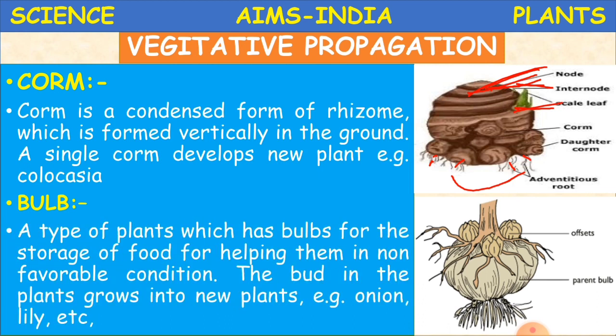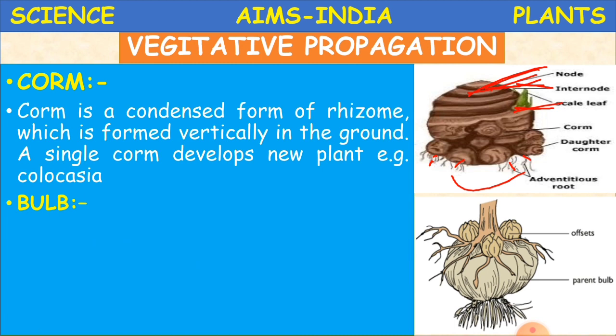So what are bulbs? A type of plant which has bulbs for the storage of food, helping them in non-favorable conditions. The bud in the plant grows into a new plant, for example onion, lily, etc. How are these bulbs? They are a type of plant which have bulbs here. In the sense, this is the parent bulb.